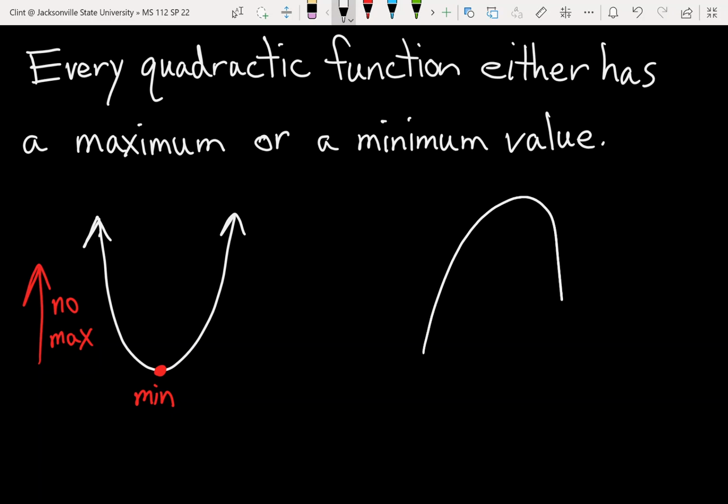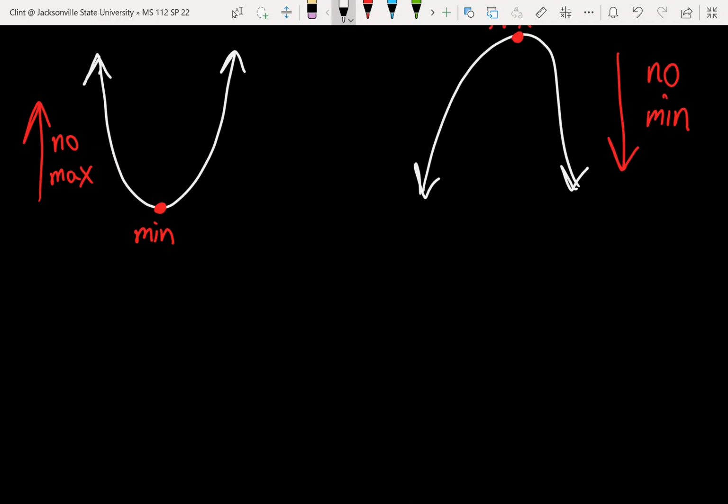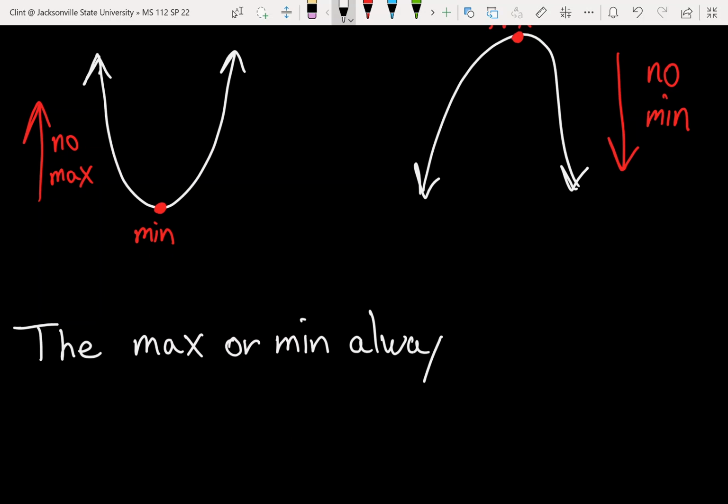Or if we have a parabola that opens downward, then we'll have a maximum value that occurs at the vertex, but it keeps going down forever, so we would not have a minimum. So the maximum or minimum always occurs at the vertex.